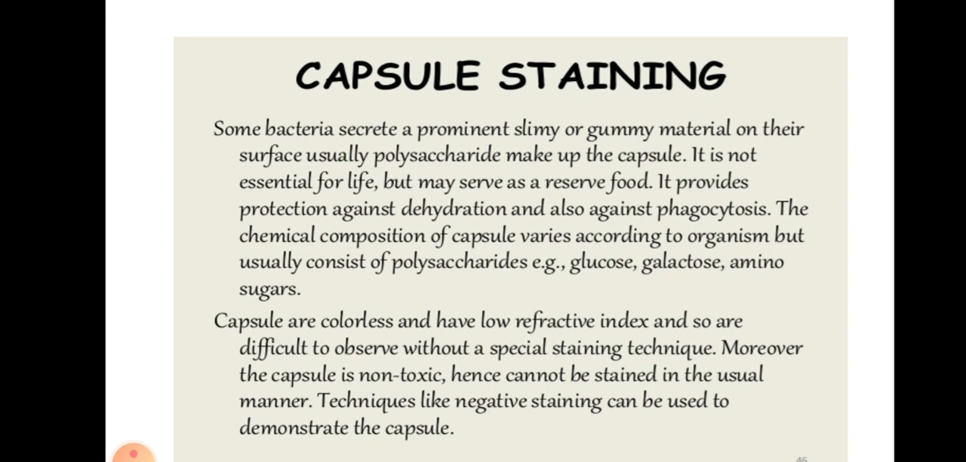The chemical composition of the capsule varies according to the organism but usually consists of polysaccharides, usually glucose, galactose, amino sugars, etc. Capsules are colorless and have low refractive index and so are difficult to observe without a special staining technique. Moreover, the capsule is non-ionic, hence cannot be stained in the usual manner. Techniques like negative staining can be used to demonstrate the capsule.